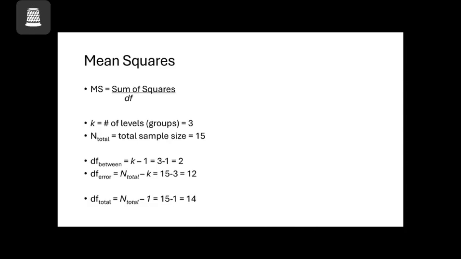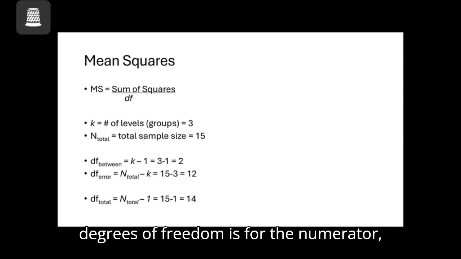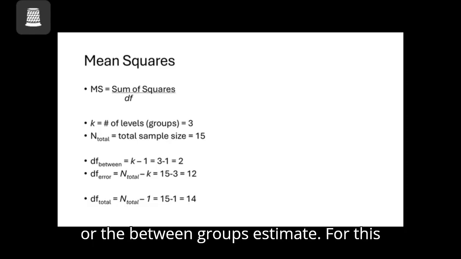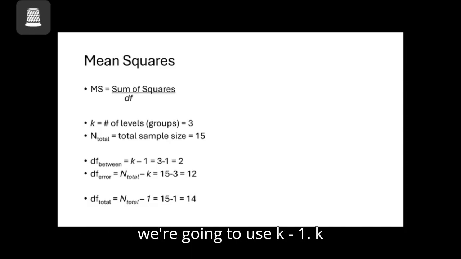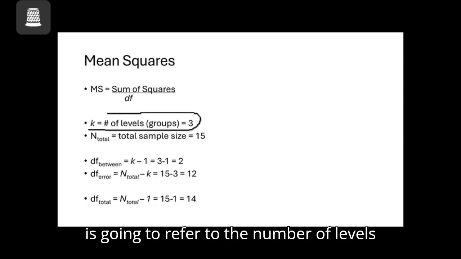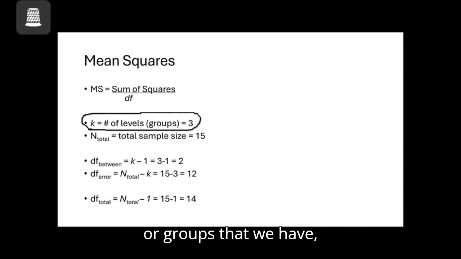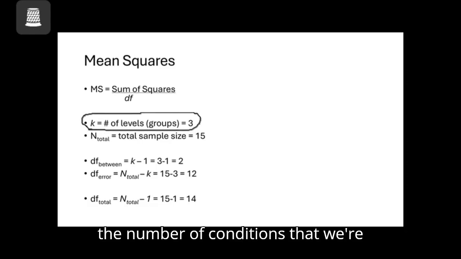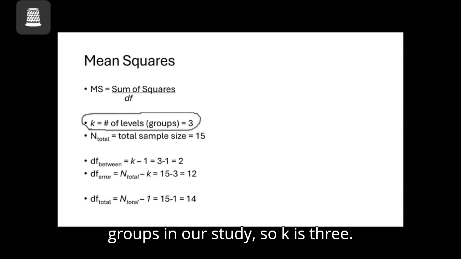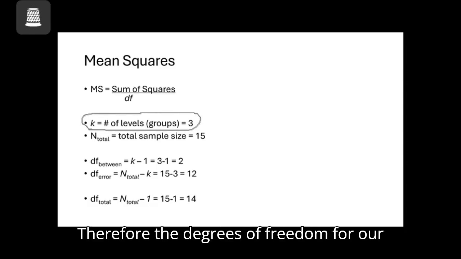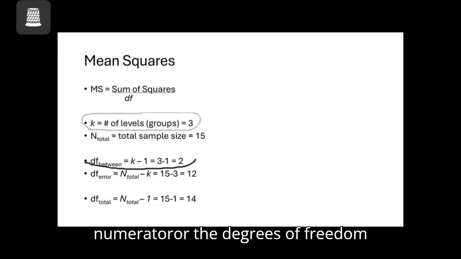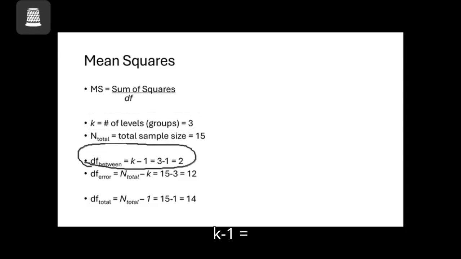The first degrees of freedom is for the numerator, or the between groups estimate. For this, we're going to use K minus 1. K refers to the number of levels or groups that we have, the number of conditions that we're testing. Here we have 3 different groups in our study, so K is 3. Therefore, the degrees of freedom for our numerator, or the degrees of freedom between, is K minus 1, which is 3 minus 1, which equals 2.